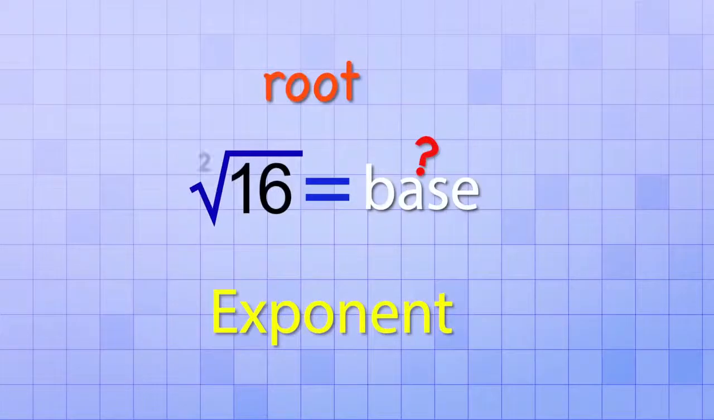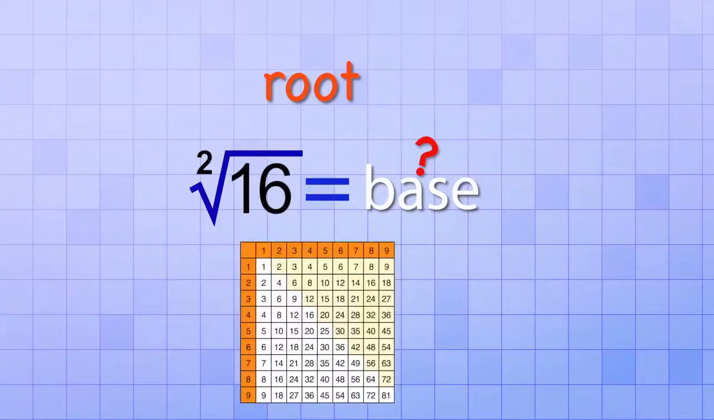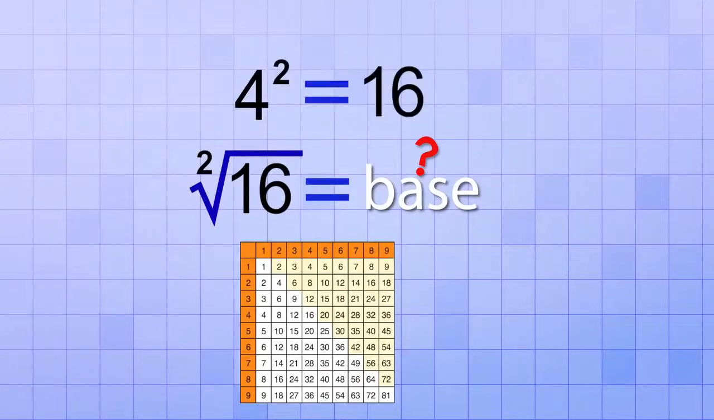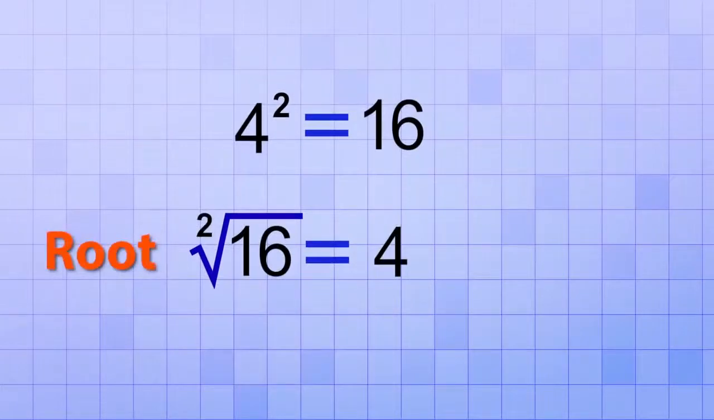So let's put a little 2 right here above the checkmark part of the root symbol. And that 2 tells us that we need to figure out what number, or base, could be multiplied together 2 times in order to get 16. And if you remember your multiplication table, or if you just look at our original example here, you'll know that the answer to that is 4.